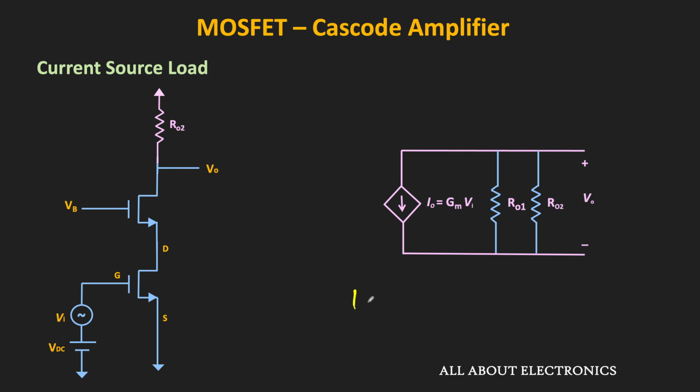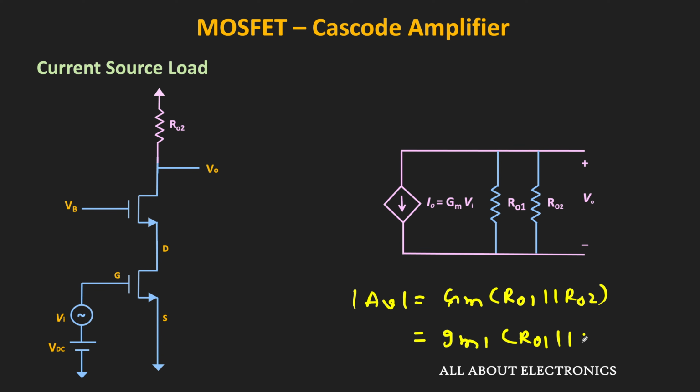And therefore, the voltage gain will be equal to Gm1 times R01 in parallel with R02, where R01 is the output impedance of this cascode stage and R02 is the output resistance of this current source. So to get the maximum gain, this R02 should be comparable to R01.